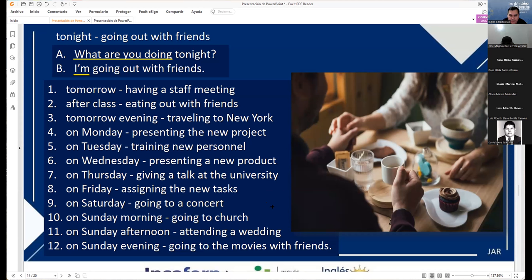I'm going to a concert. I'm going to church. I'm attending a wedding. I'm going to the movies with friends. What are you doing on Thursday? I'm giving a talk at the university. What are you doing on Sunday afternoon? I'm attending a wedding. What are you doing after class? I'm eating out with friends. Okay, so this is what you will practice.